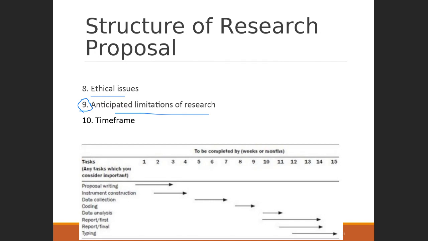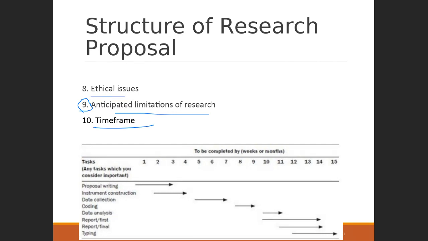For instance, it could be about a time limitation, it could be the accessibility of the data, you're not using probability sampling techniques because you don't have the updated list of population, it could be securing permission from the subjects for interviews, not able to secure enough sample size. So all these problems, all these limitations which you have in your research design, they could be listed in the anticipated limitations of research.